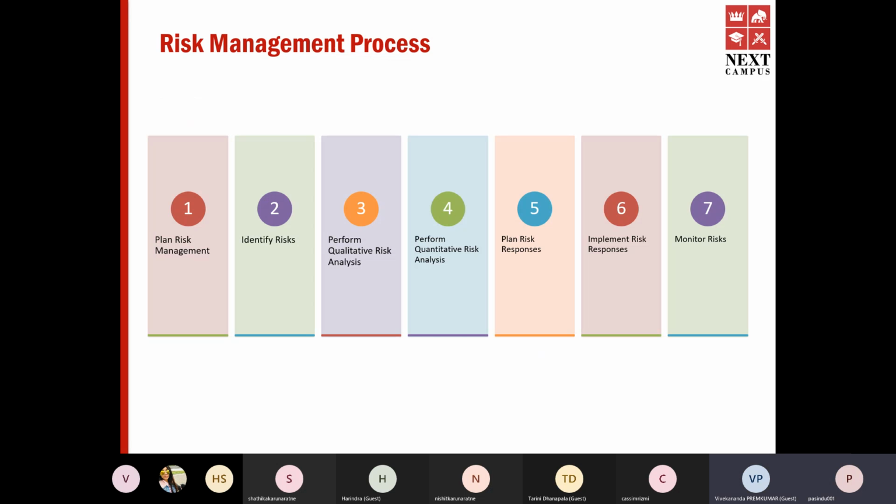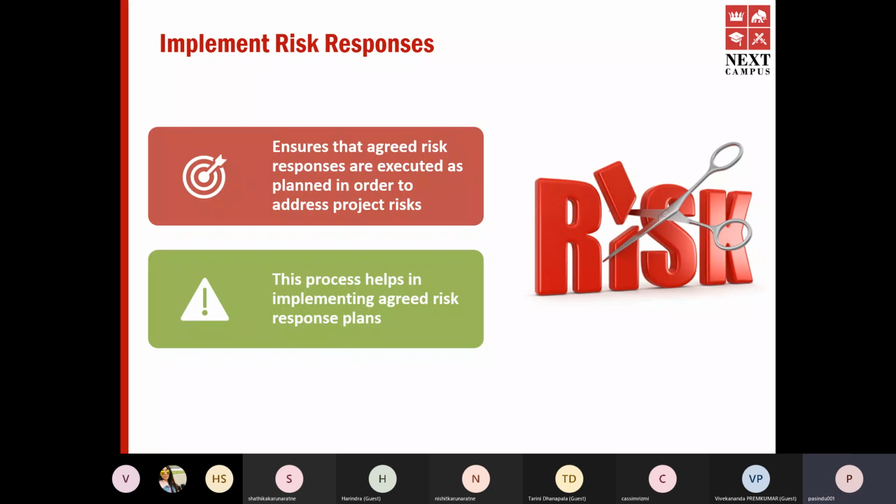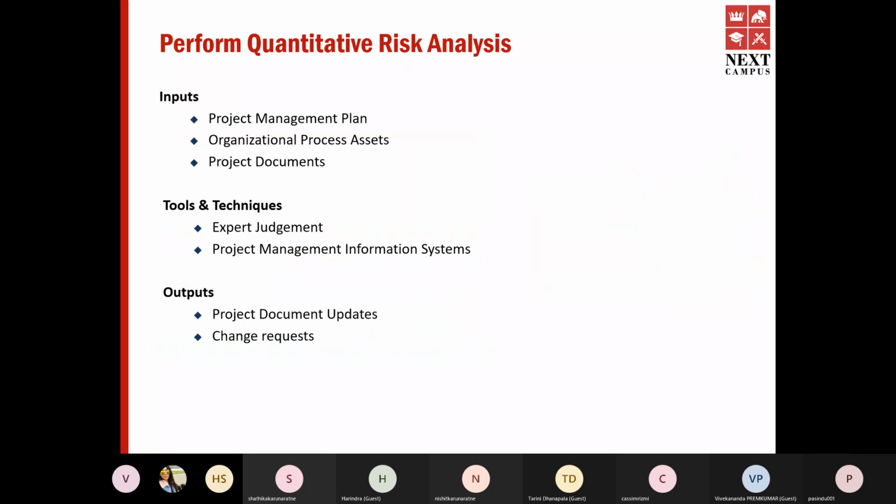Okay, good. Thank you. Now, implementing risk responses is very clear. Whatever you plan, how you're going to implement. That is what we are going to talk about in implementing risk responses. Inputs you are going to use are project management plan, organization process assets, and project documents. We use expert judgment and project management information systems as tools and techniques. Again, I'm sorry about the typo. This is implementing risk responses, not performing quantitative risk analysis.